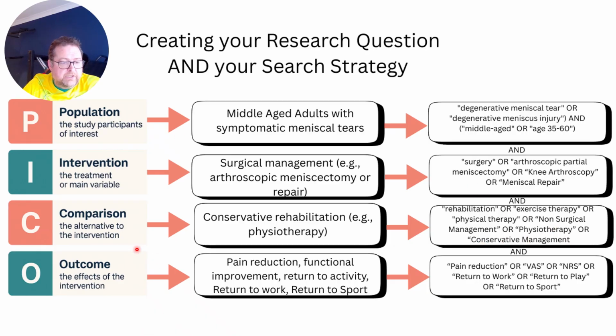And then what we need to look at then is the outcomes, depending on what's important to the patient. So pain reduction, functional improvement, return to work, return to activities, return to sport. So what we look at there are things like pain reduction, VAS, NRS, return to work, return to play, return to sport. Now the other things you can see here are the words or and the words and.